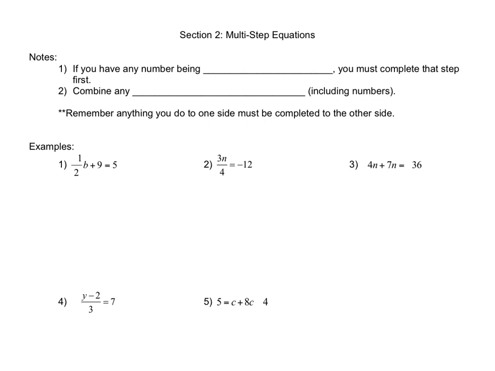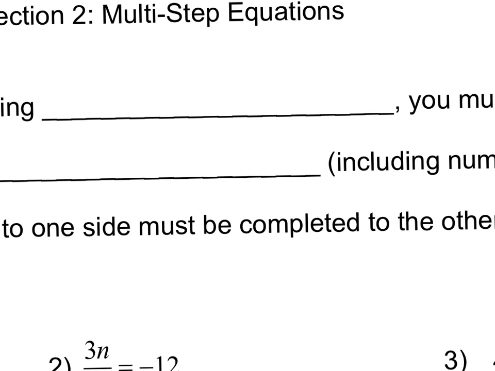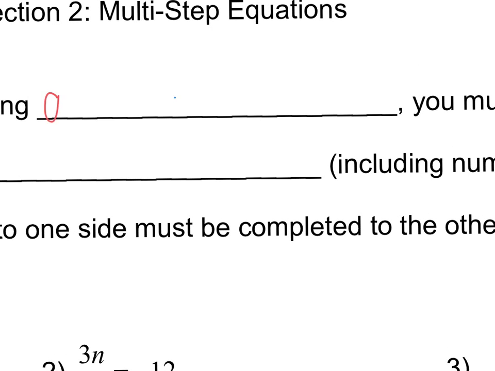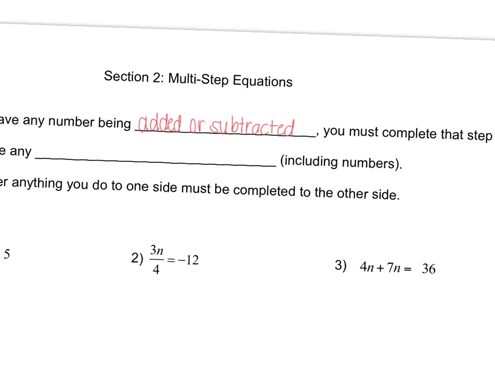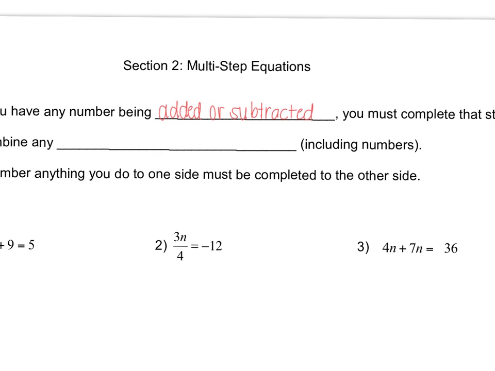The first thing we have to remember is that if you have any numbers being added or subtracted, that's what you have to do first. And then we worry about multiplication and division. Also, something else you want to do is that you have to combine any like terms. Before you can solve the problem, you want to put all your numbers together and all your x's together.